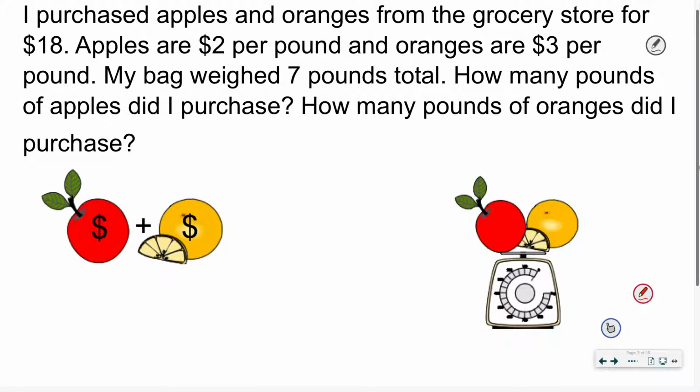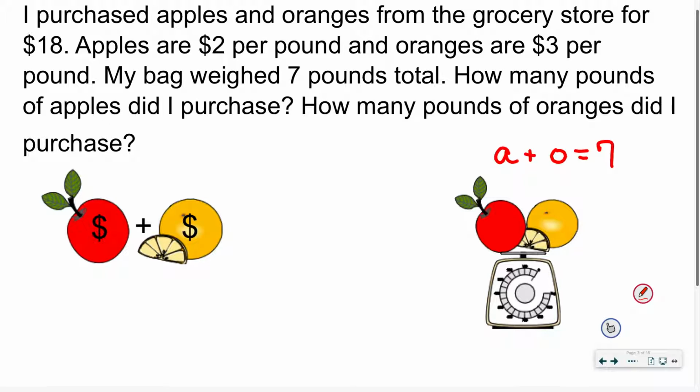Now, going back and pulling out our information, what equation could we create? What equation represents our pounds? A plus O equals 7. Can someone explain that equation in a sentence? The pounds of apples plus the pounds of oranges equals 7, right? We know that it's a total of 7 pounds.